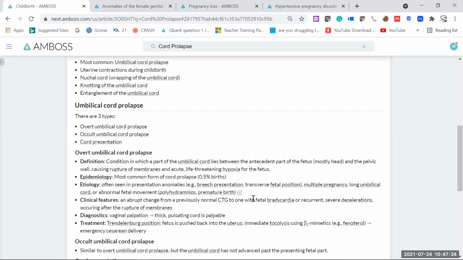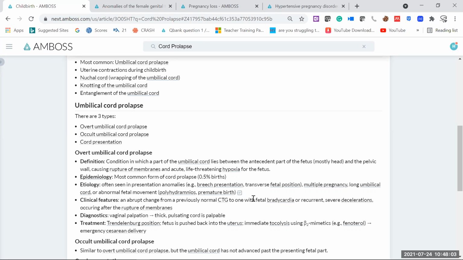So whenever the bag ruptures, what will happen? The cord prolapses suddenly. That's why when we are doing ARM, artificial rupture of membranes, and you can appreciate polyhydramnios in the patient, we will always do a controlled ARM, when someone is holding the abdomen of the patient, just to minimize this cord prolapse effect. Because sometimes it may happen. If a sudden gush is there, the cord can come down and the prolapse can occur. So that is the etiology, often seen in presentation anomalies.